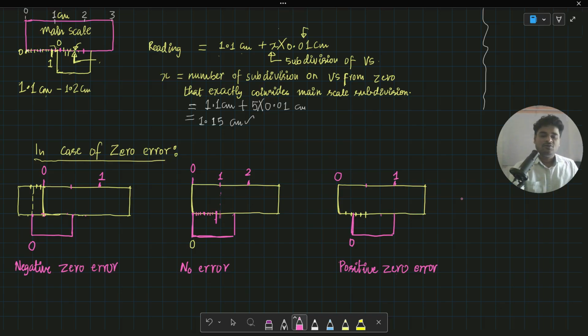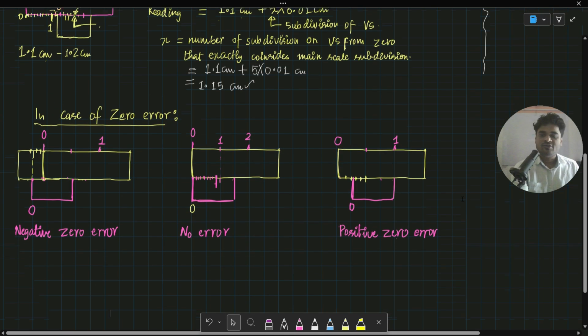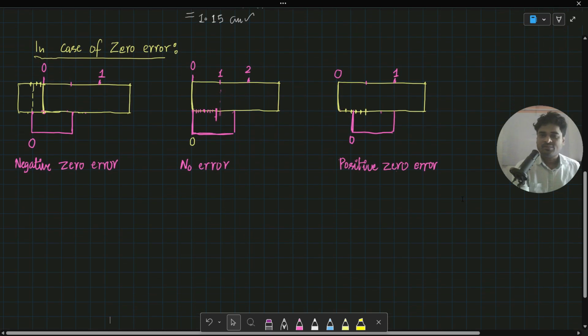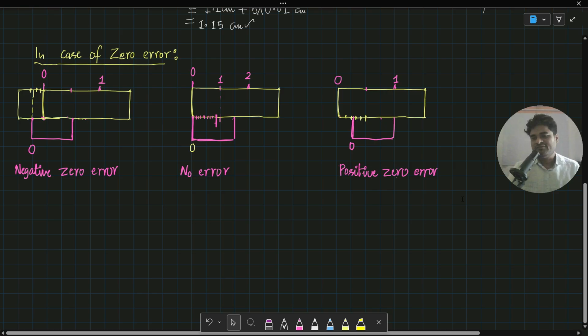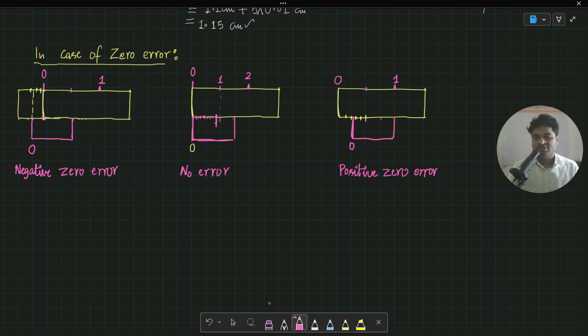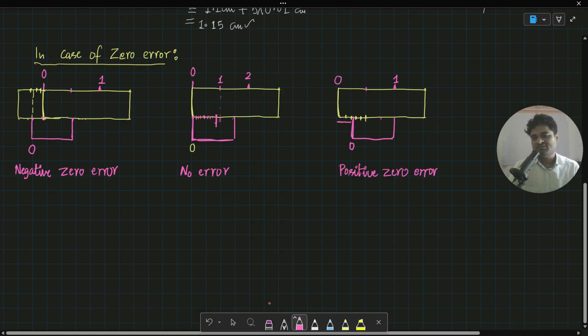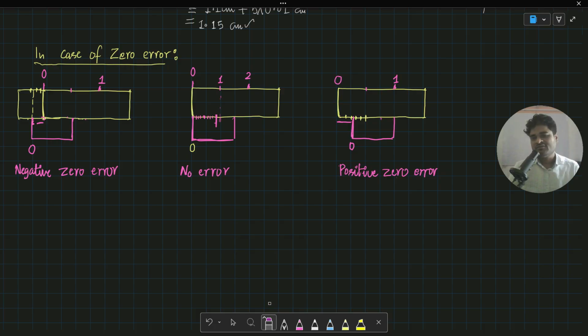So now we need to have error correction. Whenever we measure an object, whenever we measure a length or dimension, this error will always be there. In case of any object, there will be this error, this much positive error, and this much negative error will always be there. So what do we do?